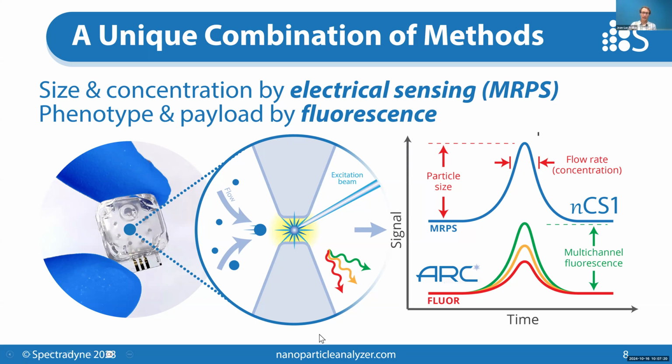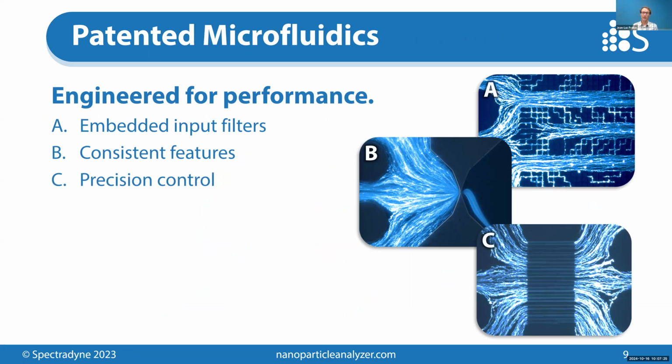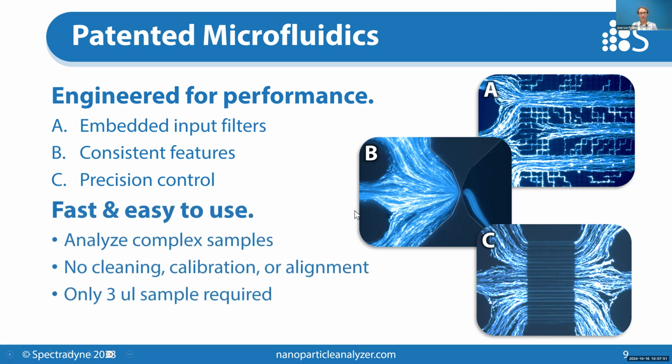One of the powers of this technique is in the microfluidics, and this is where Spectradyne's innovation has been. I'll just briefly point out in figure A here, this is a filter structure that we've engineered into every cartridge. And it's not a membrane filter that you would normally think about. It is just a series of small channels through which the sample must pass before it reaches the sensing constriction, which is shown here in B. And what that means is that we can exclude particles that would otherwise block this sensing constriction. And ultimately for the user, that makes the technology fast and easy to use.